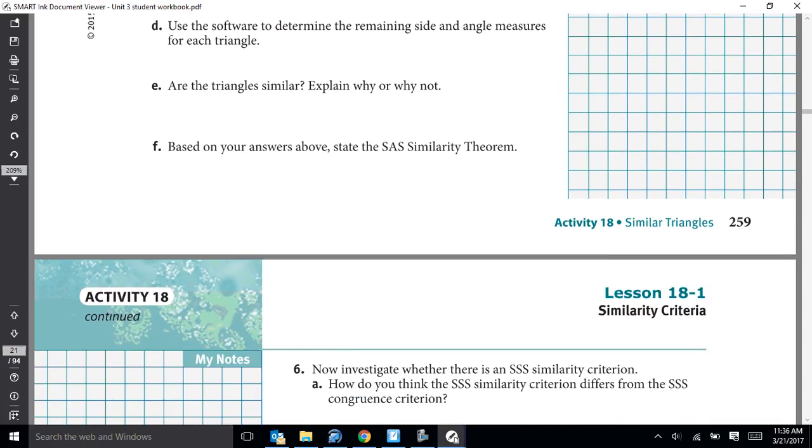So state the side similarity theorem, kind of what we wrote earlier. If two pairs of corresponding sides are proportional and the included angle, the angle in between them, are congruent, then what do you know about the triangles? Not congruent. They are similar.